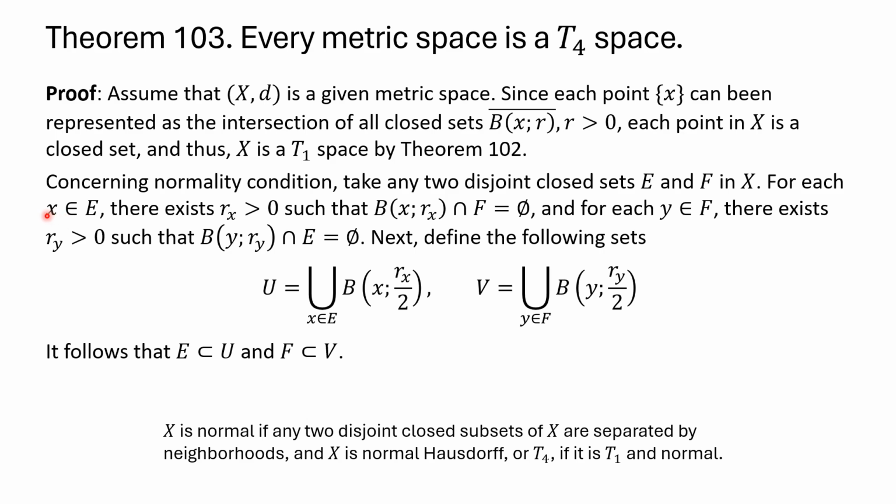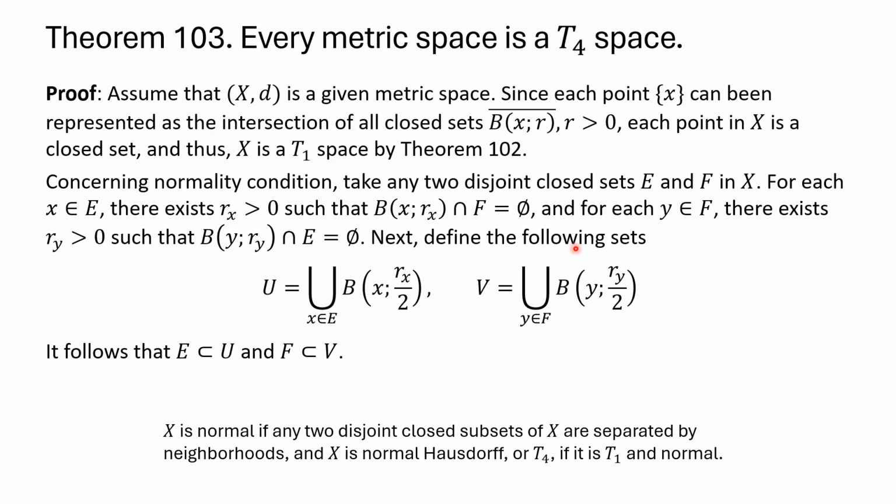For each x in E, there exists some radius r sub x greater than 0 such that the open ball centered at x with radius r sub x intersected with F is empty. And similarly, for each y in F, there exists a radius r sub y greater than 0, such that the open ball centered at y of radius r sub y intersected with E is an empty set.